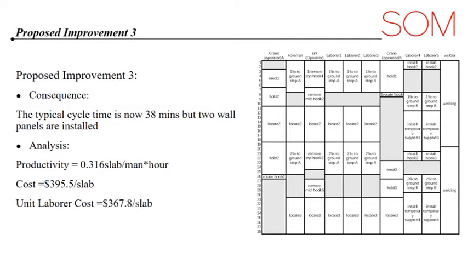The new crew balance chart for the proposal number 3 could help you better understand our proposal. Because of the better availability of resources, we managed to assemble 2 panels within the original cycle duration, 38 minutes. The productivity got boosted greatly to 0.316 slab per man-hour. But on the other hand, the cost for every slab assembling goes higher to $395.5 per slab.